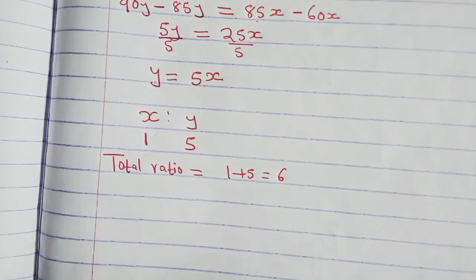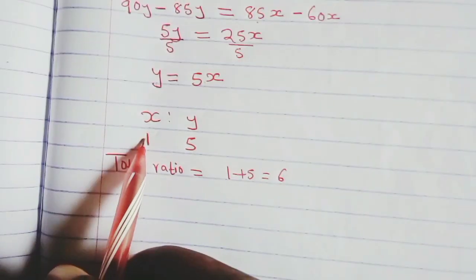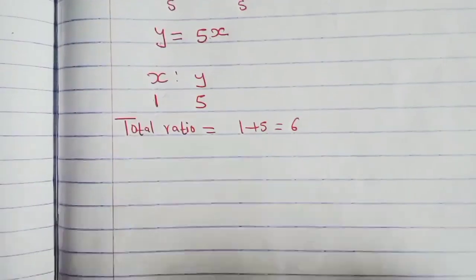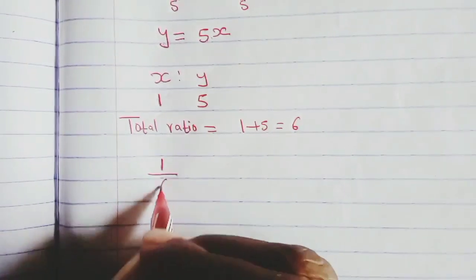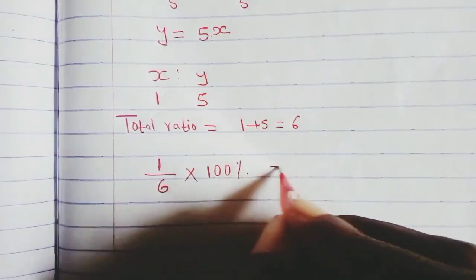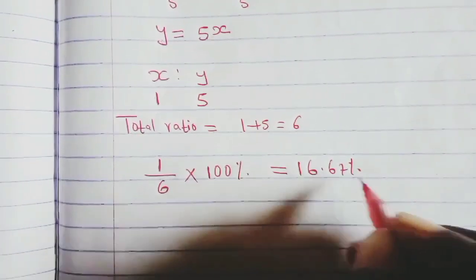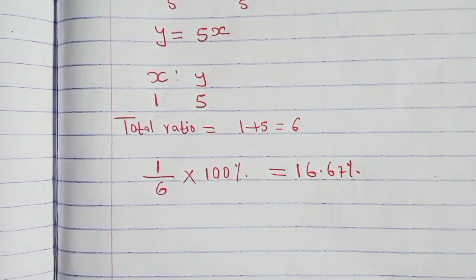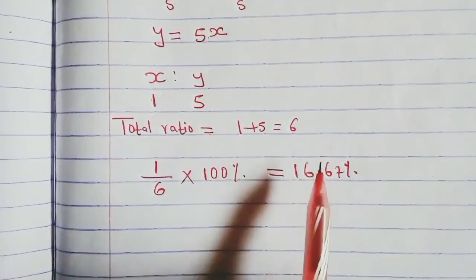So if you want to determine the percentage of maize flour, it will be 1 out of the total, that is 1 plus 5, which is 6, multiplied by 100%. So it will be 1, because 1 represents maize, out of 6 multiplied by 100%. Here you can use a calculator. So it will be 16.67%. This means this is the percentage of maize flour in the mixture.